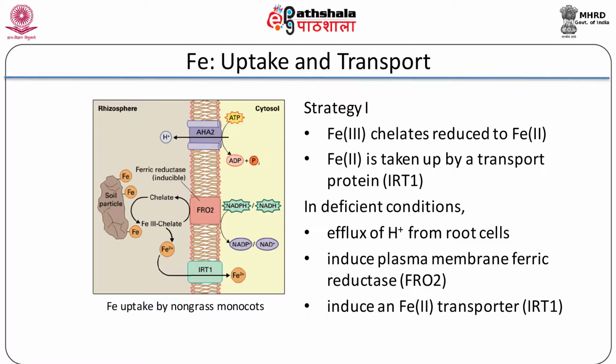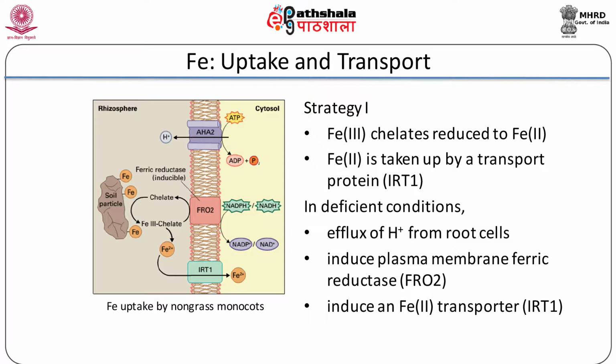In Arabidopsis, the gene AHA2 codes for H+ ATPase. Reduction of iron at the root surface is controlled by NADPH dependent ferric reductase FRO2. FRO2 reduces Fe3+ chelates in the rhizosphere, releasing Fe2+. This enzyme is a member of flavocytochromes that transports electrons across membranes.